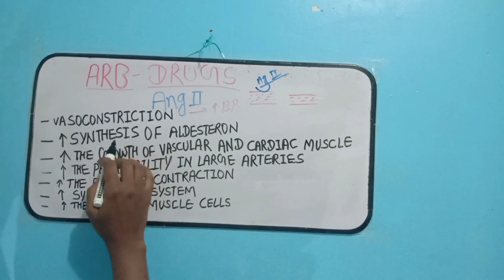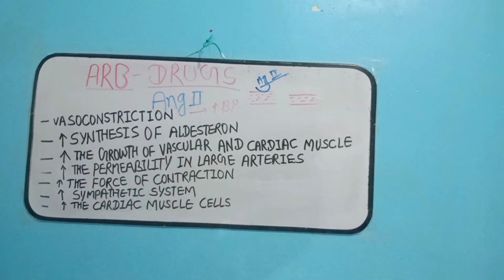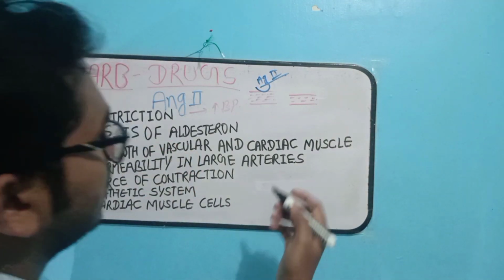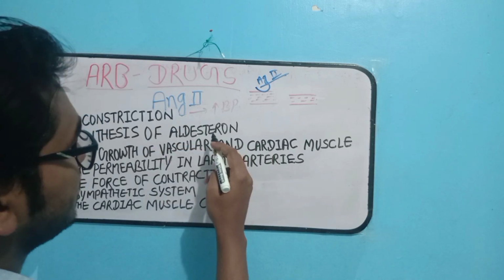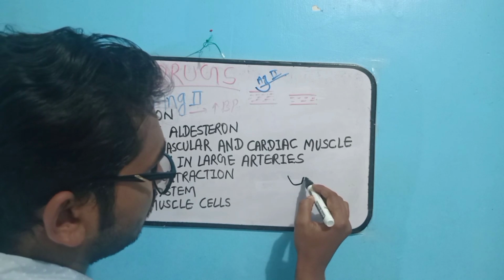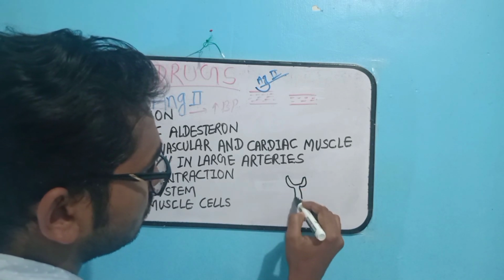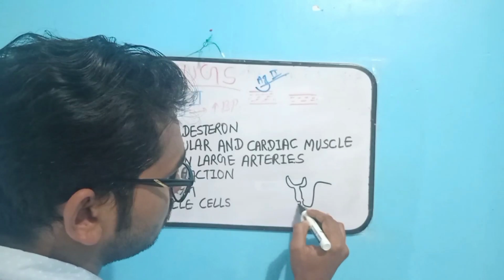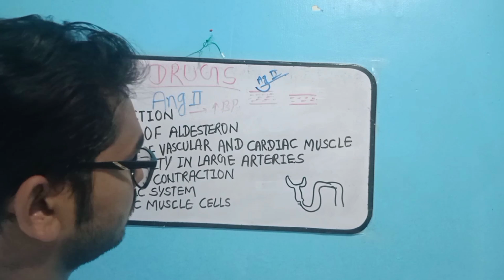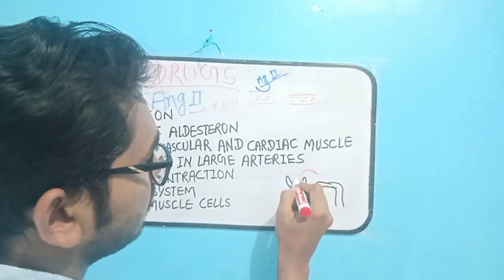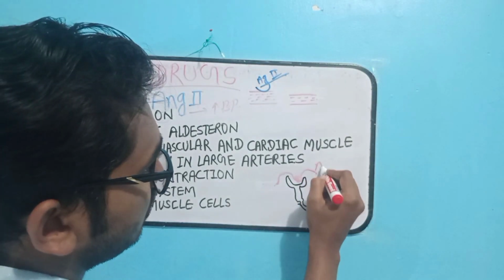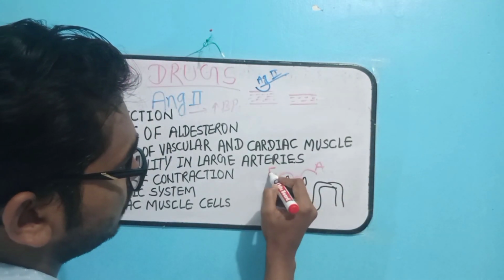It also helps in the synthesis of aldosterone. It increases the synthesis of aldosterone. Suppose this is the nephron, and this is the efferent arteriole.